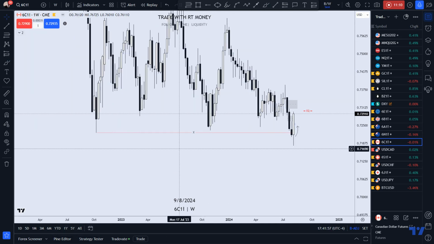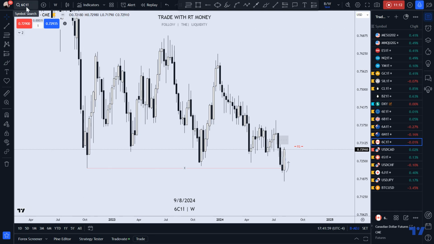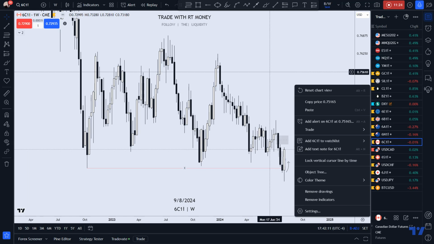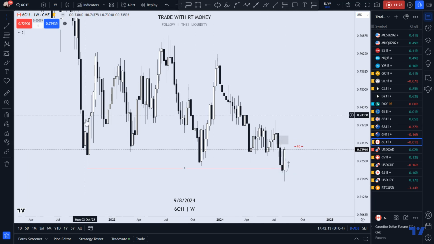Okay. Now, look at the CAD. This is just the straight currency. Not US dollar CAD, but actually CAD US dollar. I'll get to US dollar CAD right after this. But what you want to see is that we've been trading sideways. This is the weekly. We've been doing this for a couple of years now.